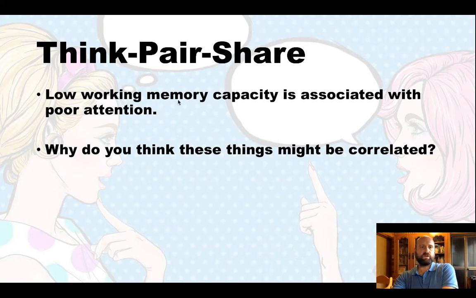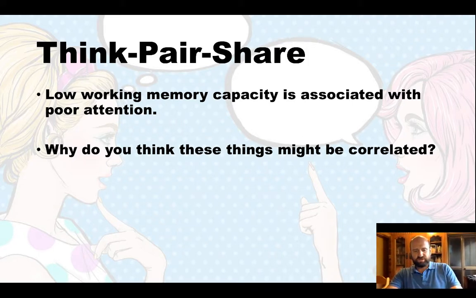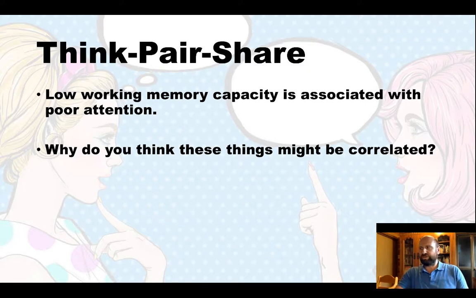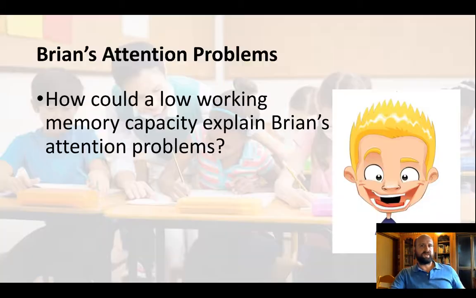Think Pescia, low working memory capacity is associated with poor attention, and then try and get students to think about why these things might be correlated. So actually really trying to put themselves in the shoes of a student with poor working memory capacity, so they can't hold a lot of information in there, and then why that might be linked to poor attention, say, in the classroom. And so what we're really trying to get here is them to get inside the minds of these people with these issues, and again making the abstract a little bit more concrete by thinking about real life examples.